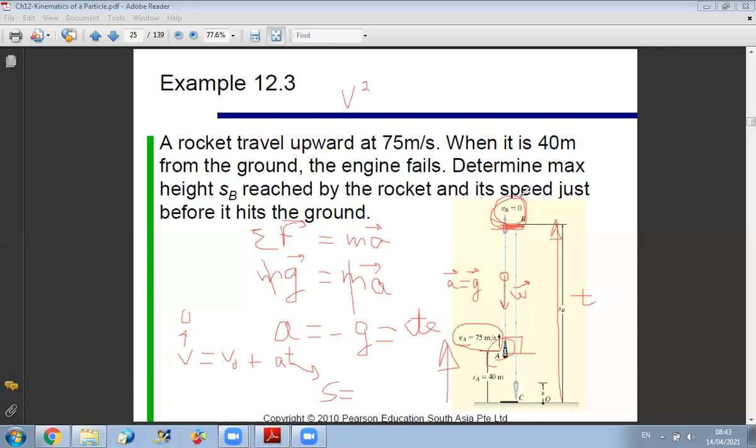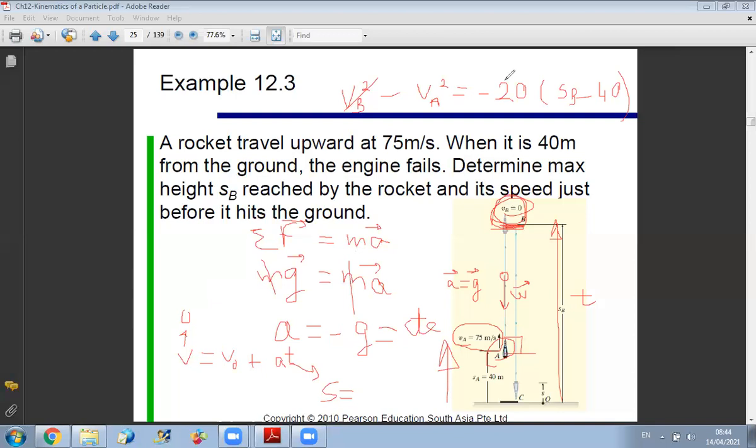So between points A and B, I can write that VB squared, which is 0, minus VA squared, which is given, VA is 75, equals 2a, a is minus g, so minus 10, so minus 2 times 10, minus 20 times delta s. Delta s is s of B minus s of A. s of A is known to be 40. So then the only unknown here will be sB, and you can directly get sB from this relation. Okay? So here, instead of doing two equations, you will get it from just one equation.